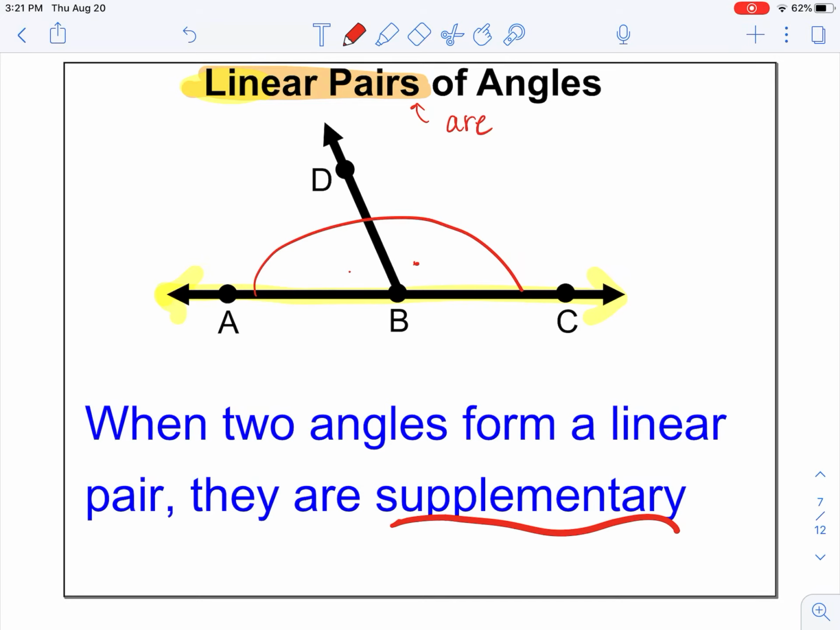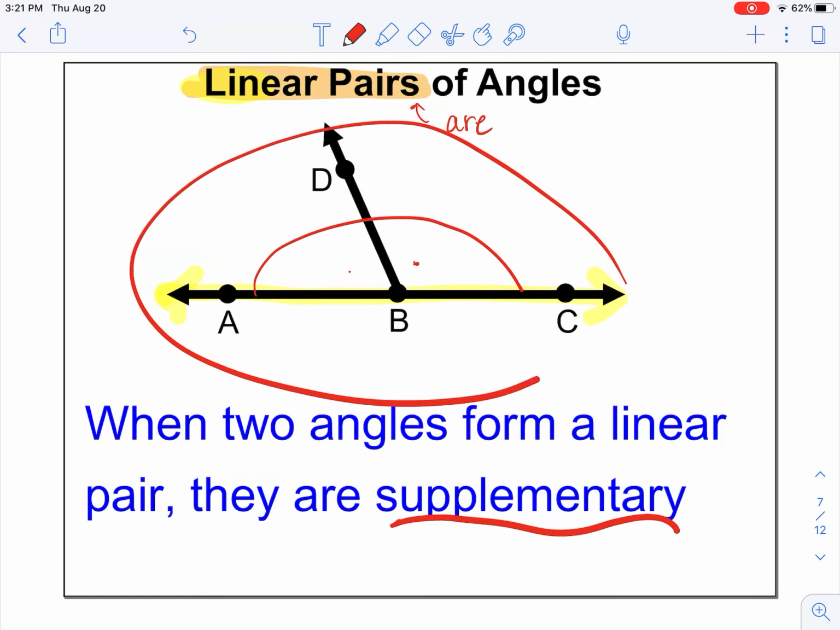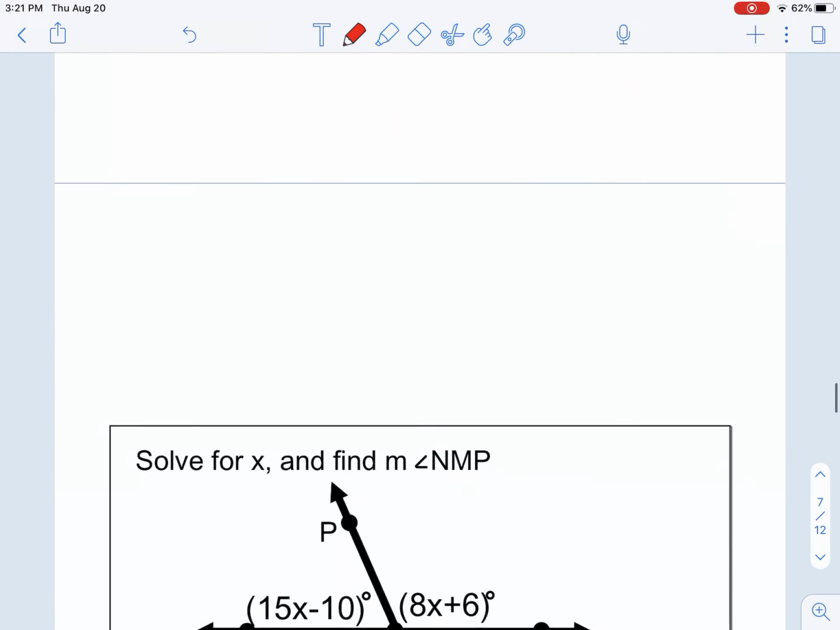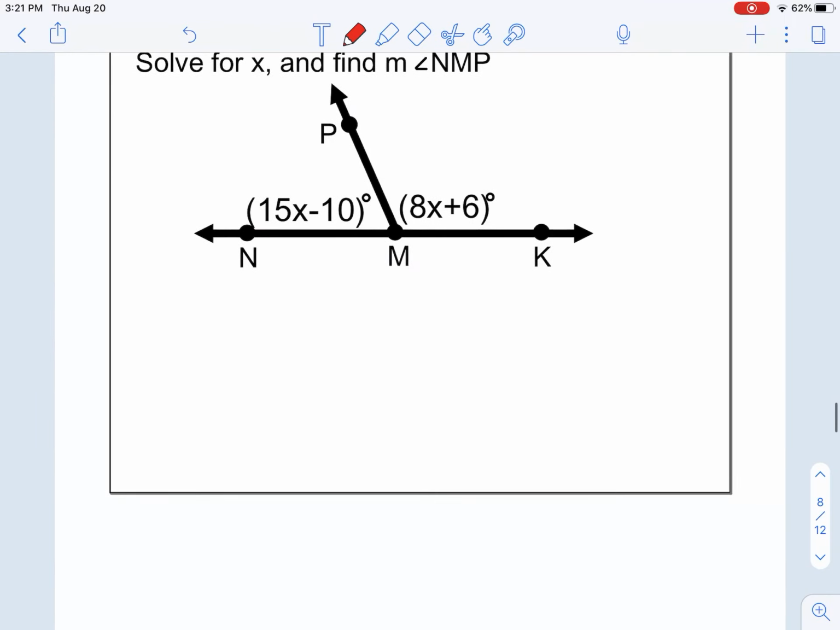So if I say two angles are supplementary, does it mean that it always looks like this? No. Because this angle I just drew and this angle I just drew, I can say this is 100, this is 80, those are supplementary, but this is not a linear pair. So keep that in mind. All linear pairs are supplementary, but not all supplementary angles are linear pairs.